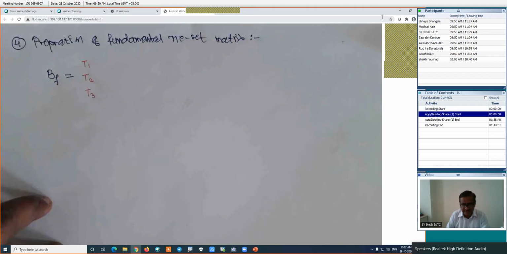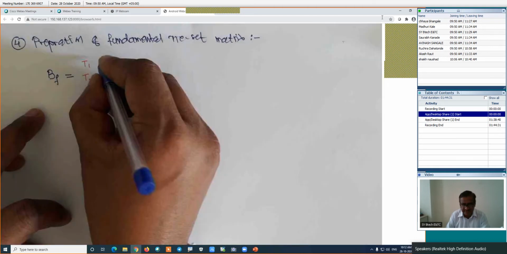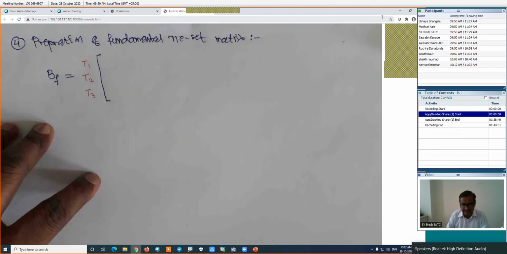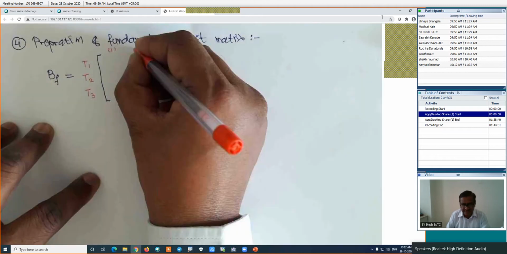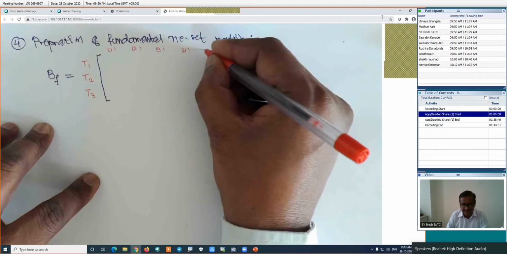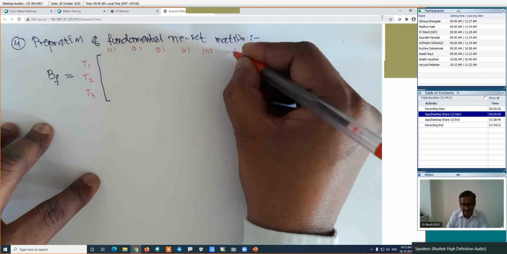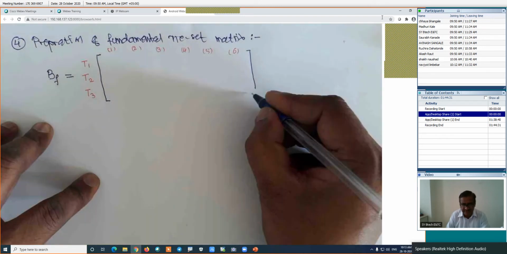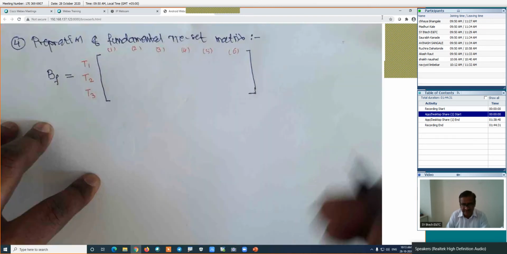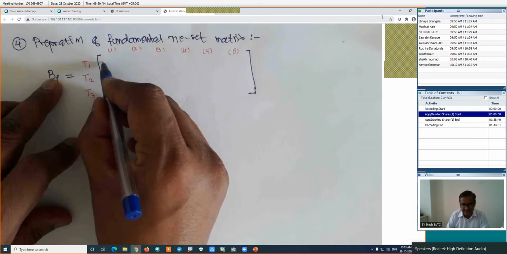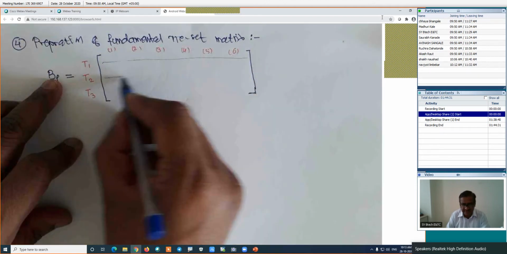In this fundamental Triset matrix, the rows are the Trisets, which are loop currents, and the columns are nothing but the branches: branch number 1, branch number 2, branch number 3, branch number 4, branch number 5, and branch number 6. These branches of the graph, or of the figure, are the columns of this particular matrix.